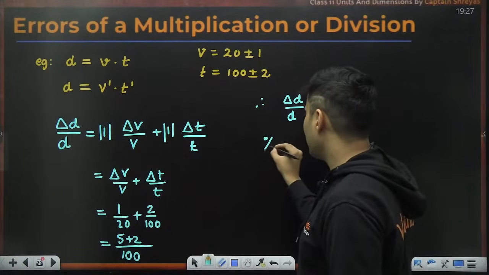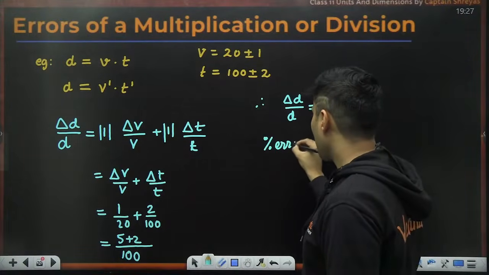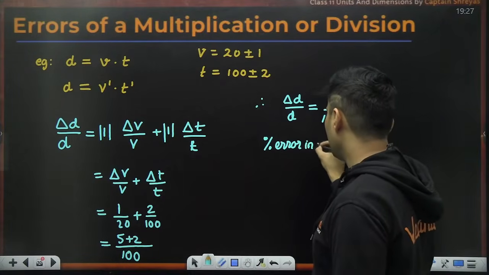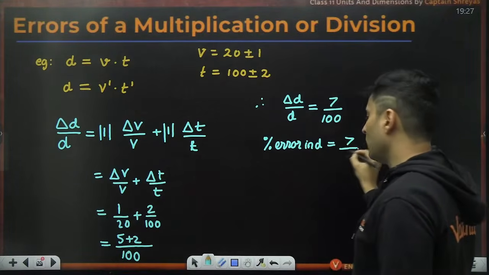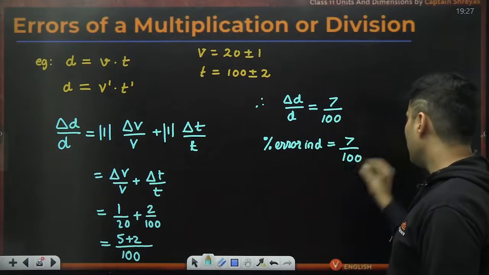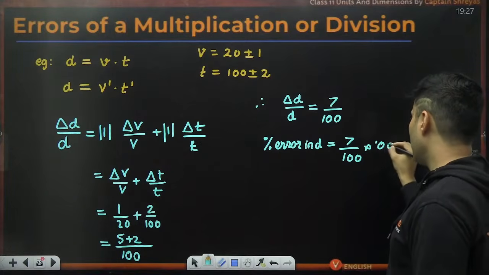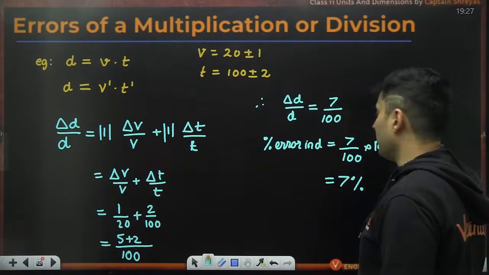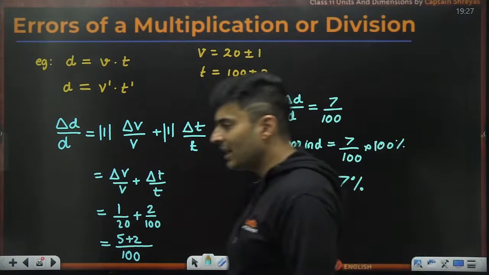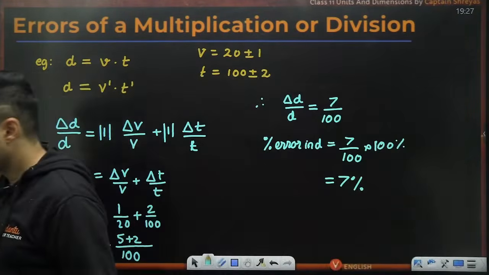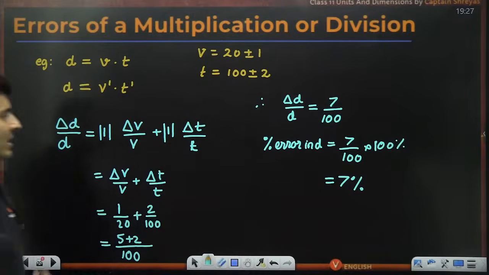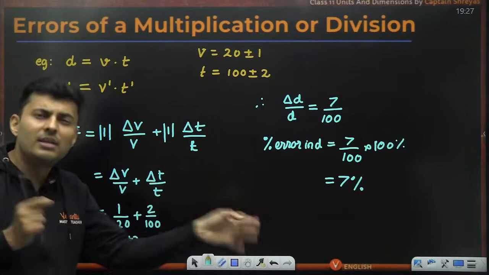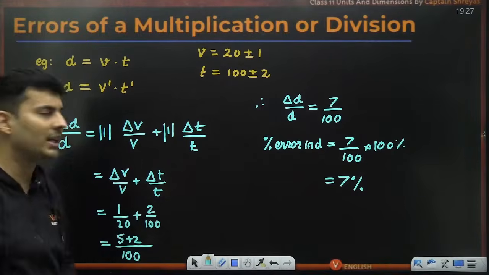If you ask me the percentage error in the distance, just have to take 7 by 100 multiplied by 100. That's it. So that will give me 7% error. So the final error is basically 7%. Is that clear? But sir, what will the final distance be like if you put it in plus minus something?